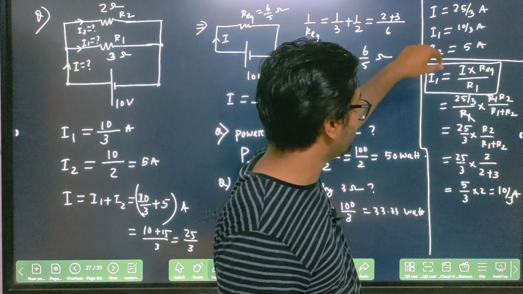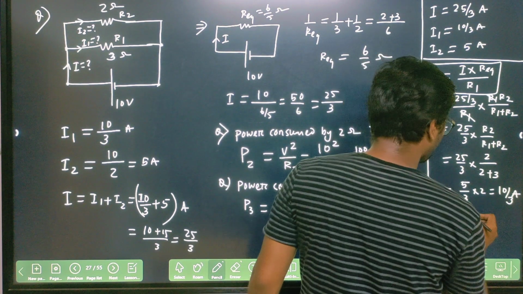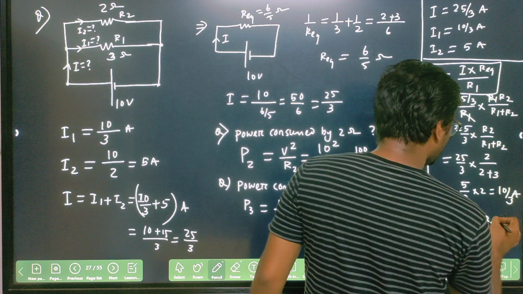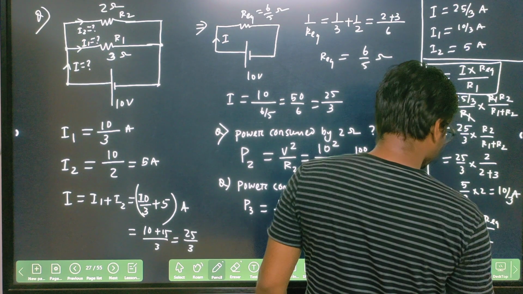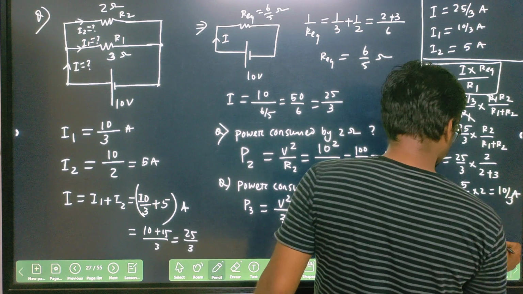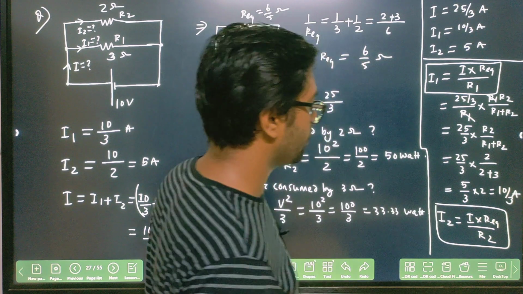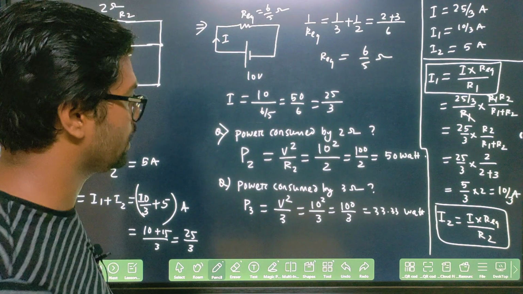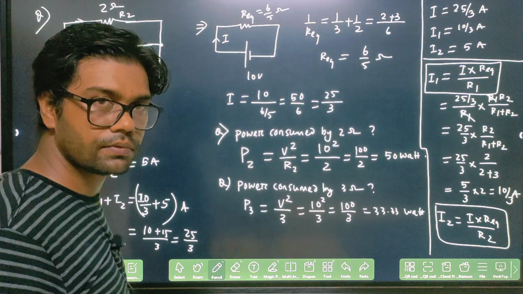For I2, I will write the formula, you can calculate and verify. I2 equal to how much? I into R equivalent divided by R2. This will be your I2. This you can find out, and obviously that will come as 5 ampere, correct?